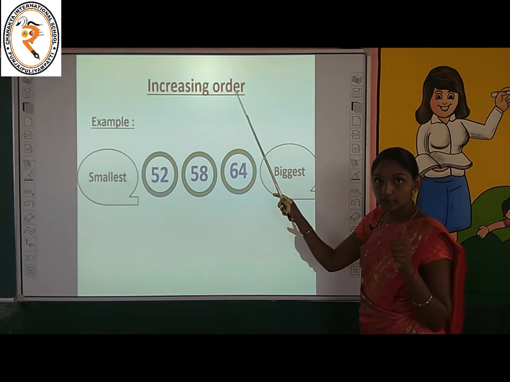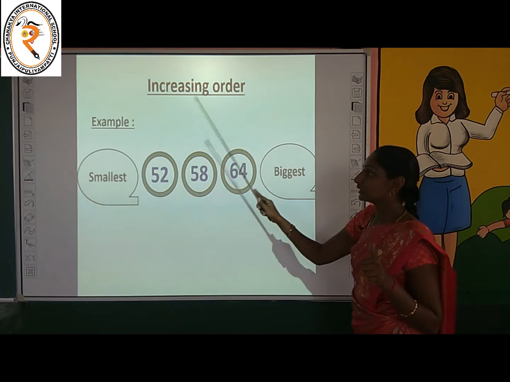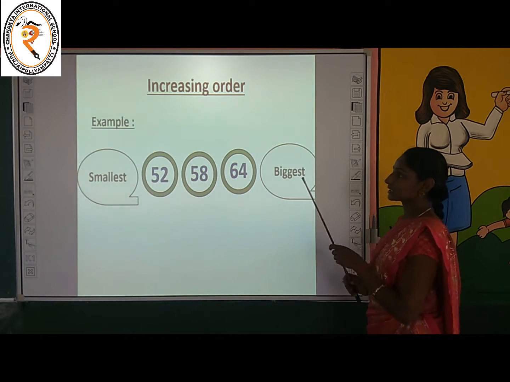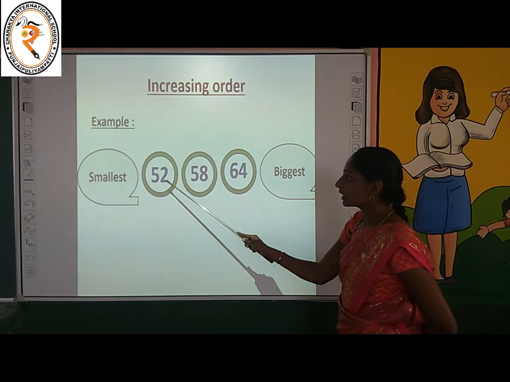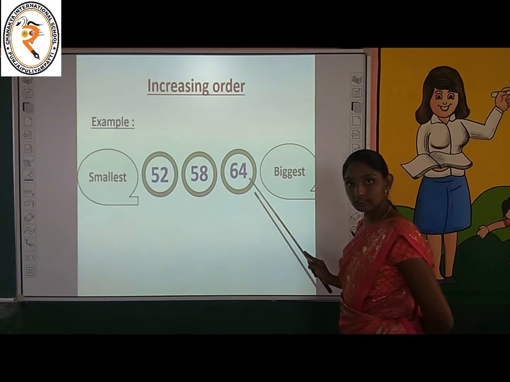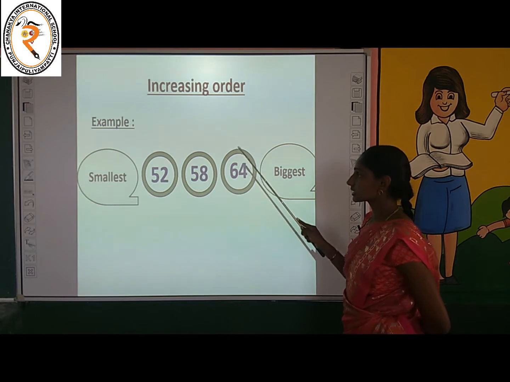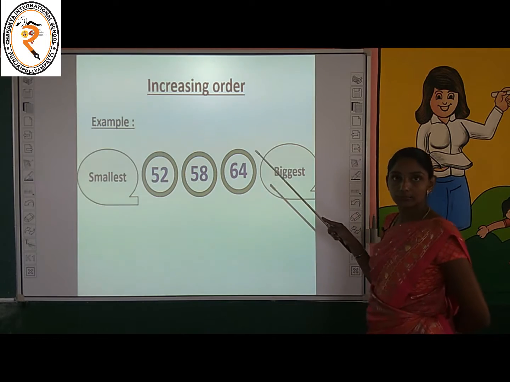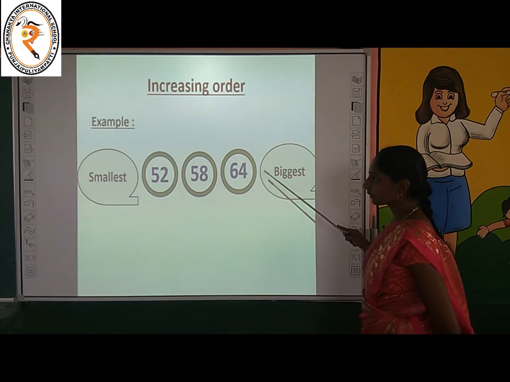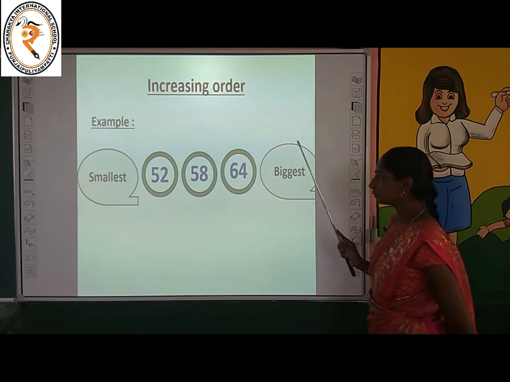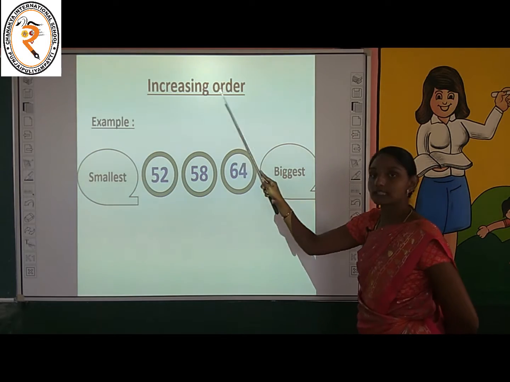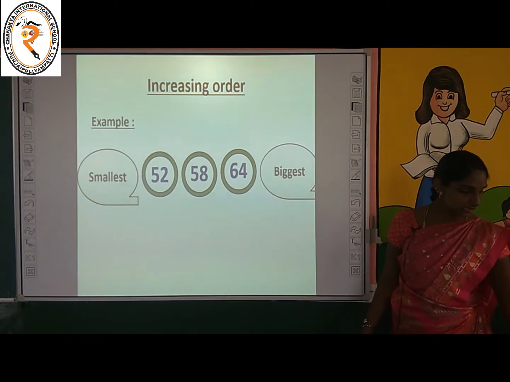Increasing means what is the point you have to keep in your mind? Smallest to biggest. See, 52 is the smallest of all three numbers. 58 is bigger than this. 64 is the biggest of all the numbers. We are arranging the numbers from smallest to biggest. That is called increasing order. Let's see some more examples.